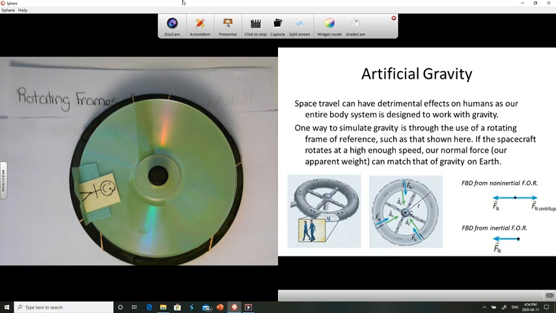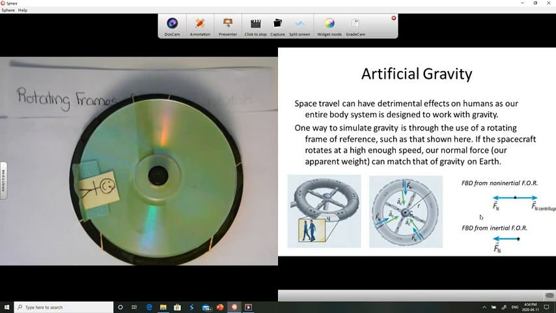And that's going to give us a free body diagram very similar to what we see right here. There's that outwards push, the centrifugal force, and then the inwards push, which is the normal force. Unlike the problem with Larry, there's actually going to be a floor here, which is going to stop that astronaut from flying off of the spacecraft.